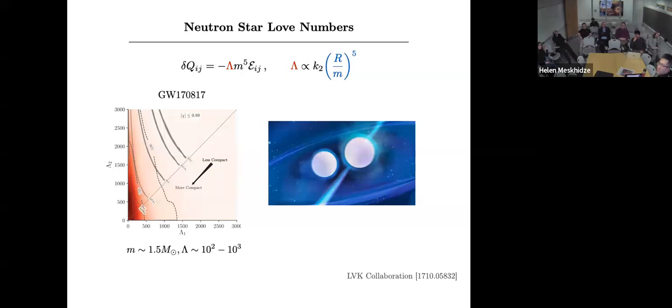So in gravitational waves, you can actually just measure the mass of the components. And then from lambda, you measure R over M. So that is sort of an indirect measurement of R separately. Does that make sense?